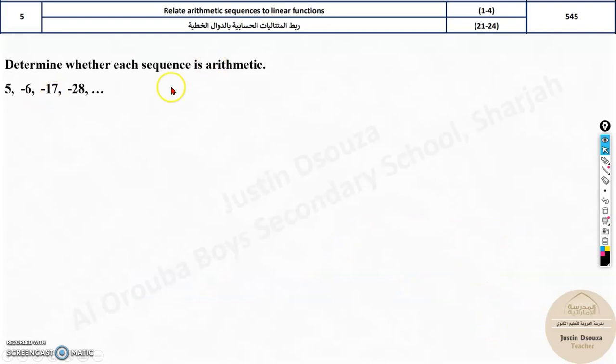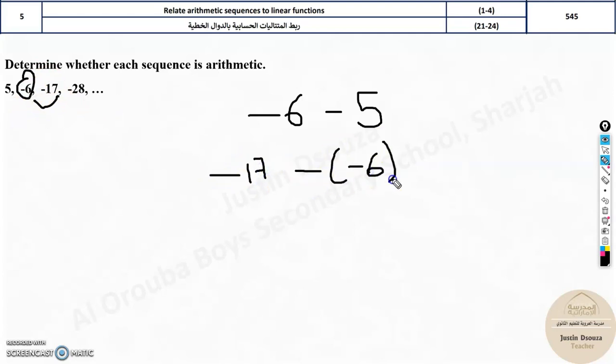Let's see a problem. We have to determine whether this is an arithmetic sequence or not. All you need to do is look into this problem. Take the second term and subtract the first term from it. Don't do it only for one term, do it for the other two as well, because they're asking you to check if they are arithmetic or not. You never know. So let's do minus 17 minus of minus 6. And lastly, minus 28 minus of minus 17.